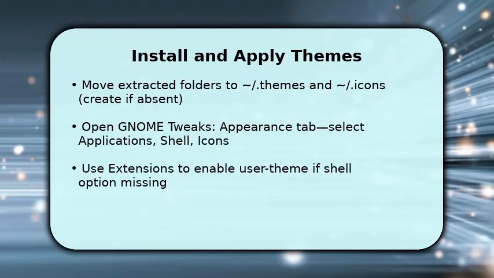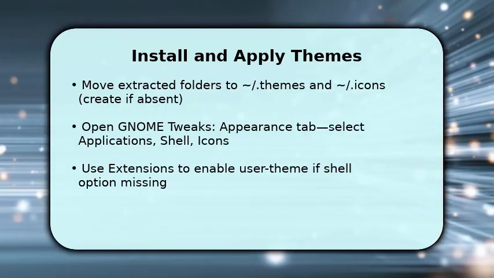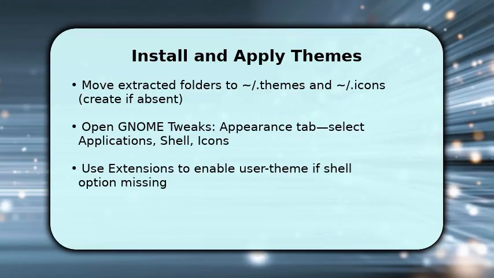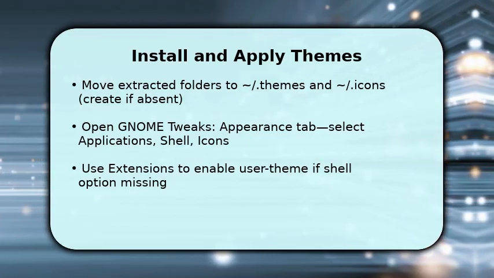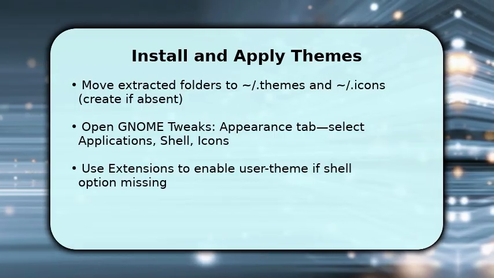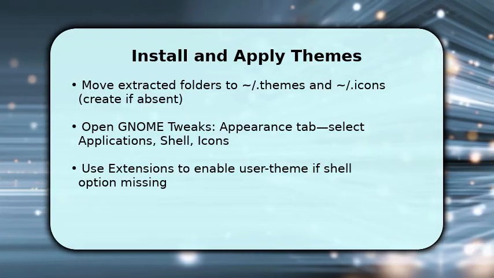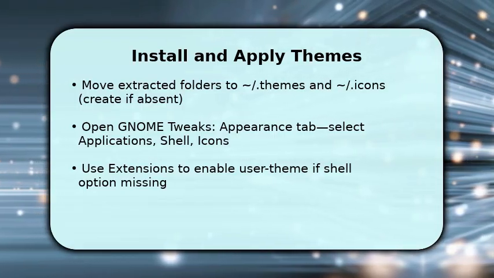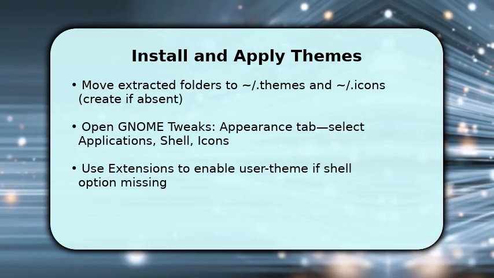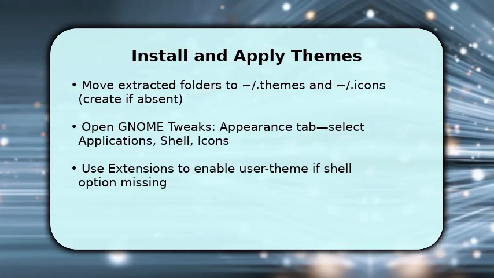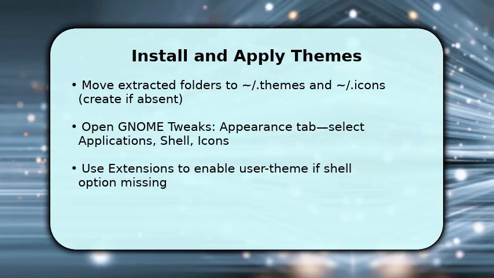You now move theme and icon folders into the correct locations so the system recognizes them. Create ~/.themes and ~/.icons if they don't exist, then mv ~/Downloads/theme-folder ~/.themes and mv ~/Downloads/icon-folder ~/.icons. Next, open GNOME Tweaks and go to Appearance to select Applications, Shell, and Icons.